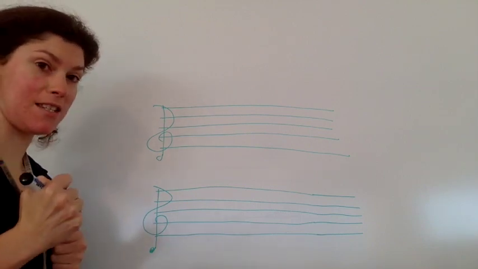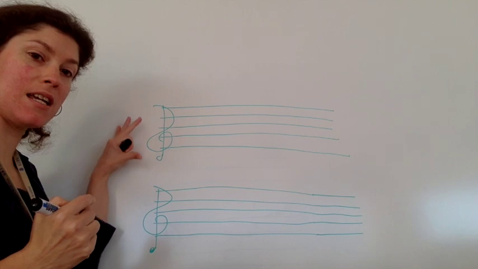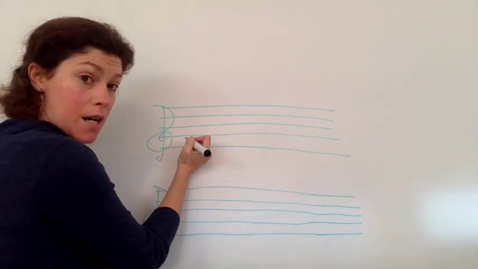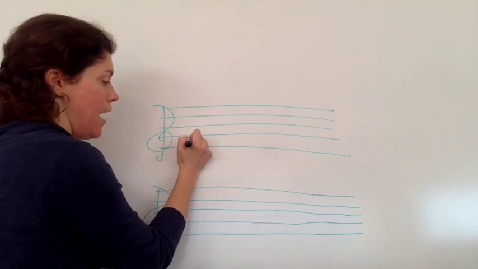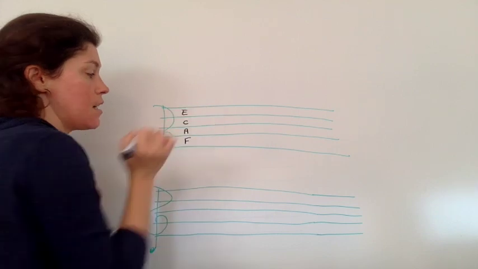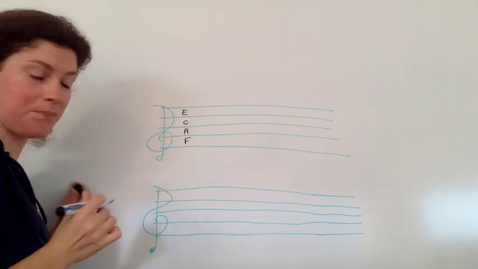The word FACE is what is spelled out in the spaces, always going from bottom to top. F, A, C, E. Okay?